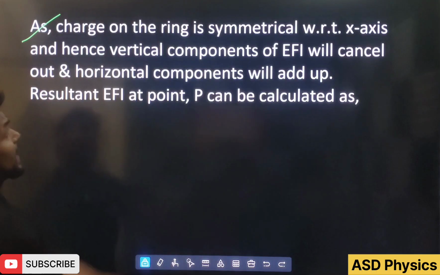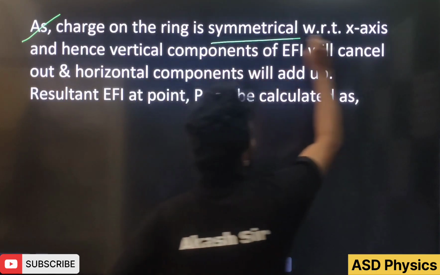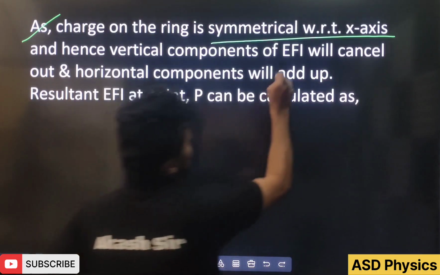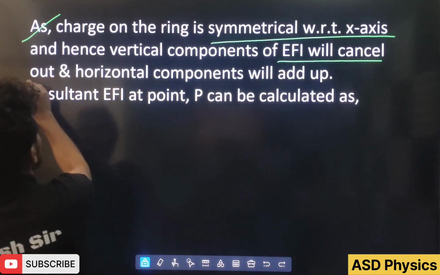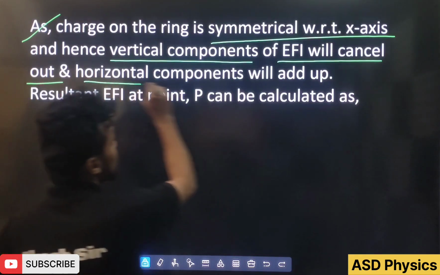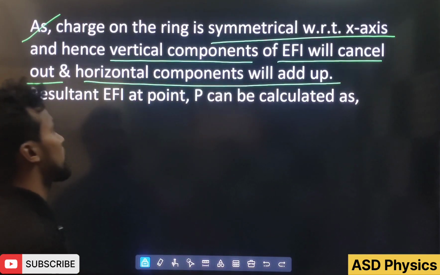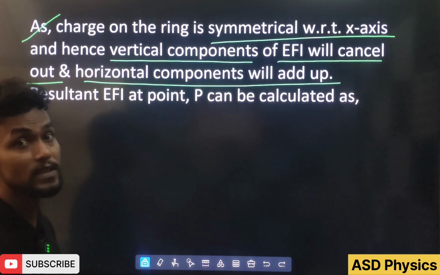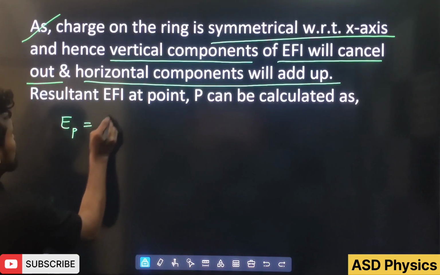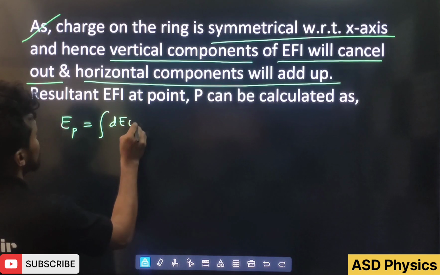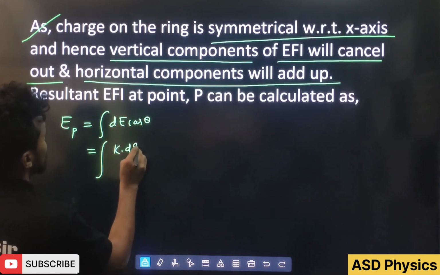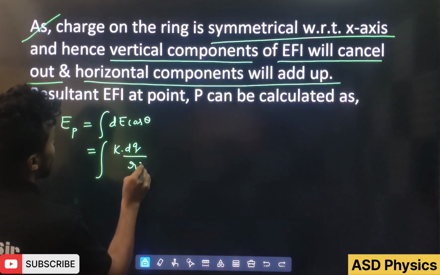See, as charge on the ring is symmetrical with respect to x-axis, and hence vertical component of electric field intensity will cancel out. Which component? Vertical component. And horizontal components will add up. So resultant electric field intensity at point P can be calculated as, see please, P. Which components we have to add up? We have to add dE cos theta. Now put the value of dE, K into dq by r square.